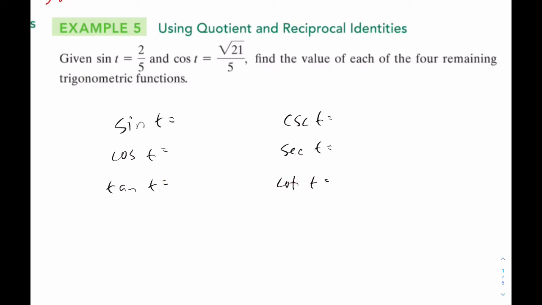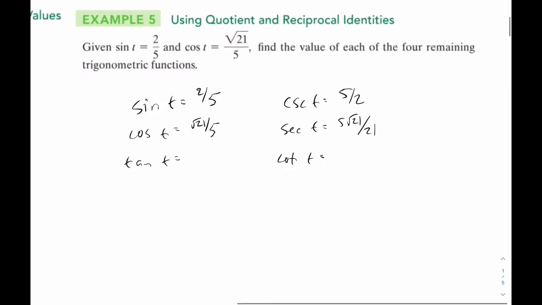Let's plug in what they told us. Sine is 2 over 5, and cosine is root 21 over 5. That's convenient because that means to get these two, I just got to flip those. So 5 over 2, and this would be 5 root 21 over 21. Now the issue is I got to figure out tan and cotan.